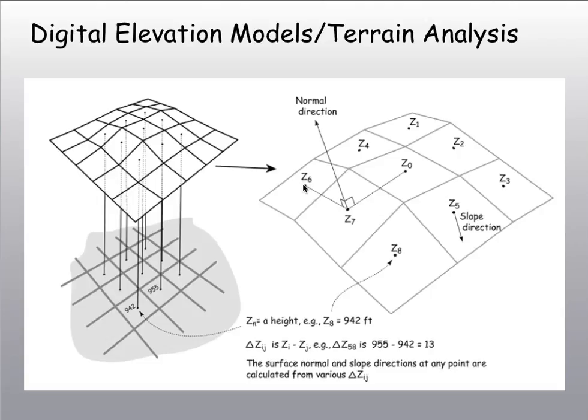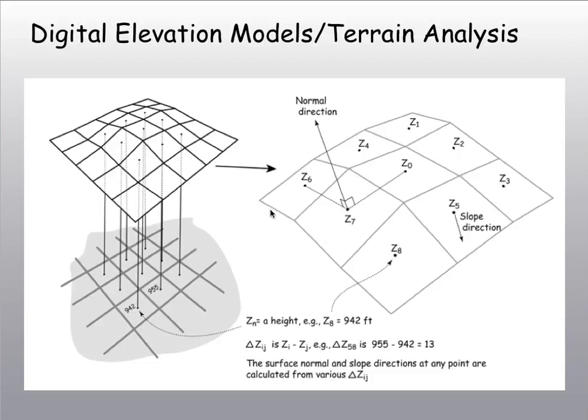Now, I calculate those using the Z values and differences between these Z values. So I have Z7 to Z0. I can calculate the difference in elevation between Z7 and Z0, or Z8 and Z5, any of these. So I calculate it as this value minus that value, or vice versa. So the delta Zij, a Z5 to 8 here, is the height at 5 minus the height at 8. So in this case, 955 minus 942, or 13.